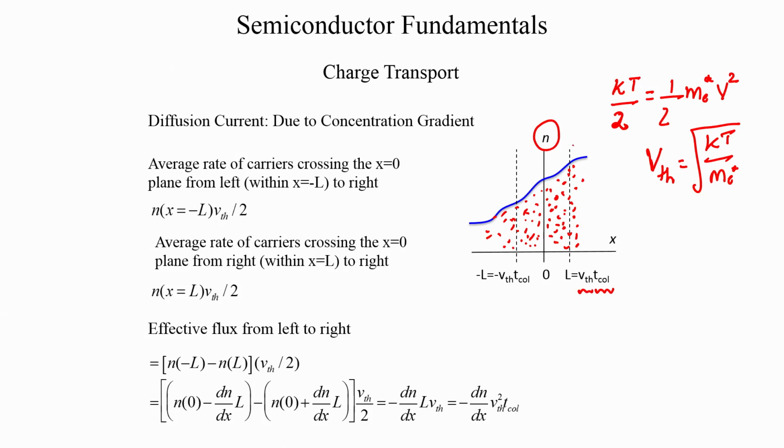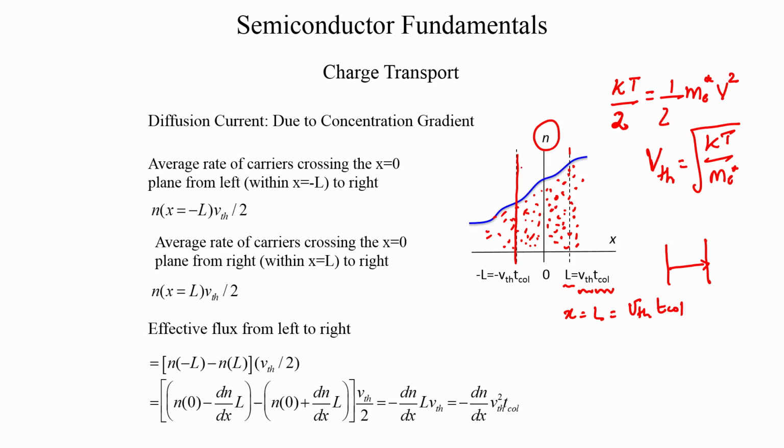So, we are interested in a boundary that is defined by this value L. So, x equal to L, which is equal to the thermal velocity of the electrons times the mean collision time. So, the electron moving with a certain thermal velocity travels this distance before it scatters, okay. So, that's the boundary we are looking at.